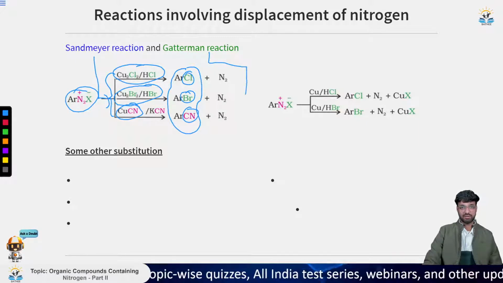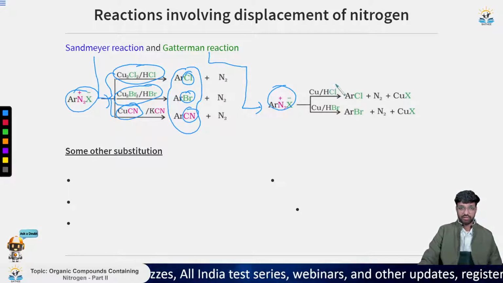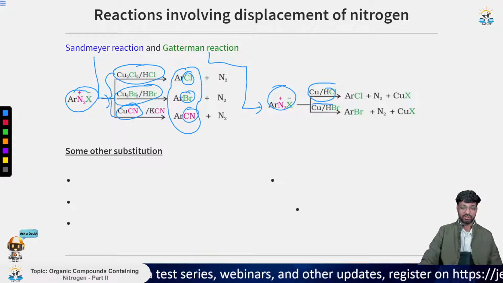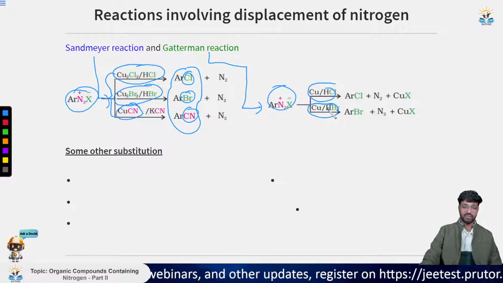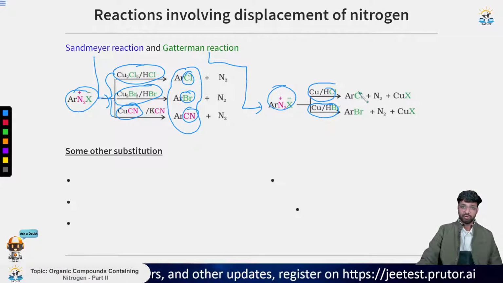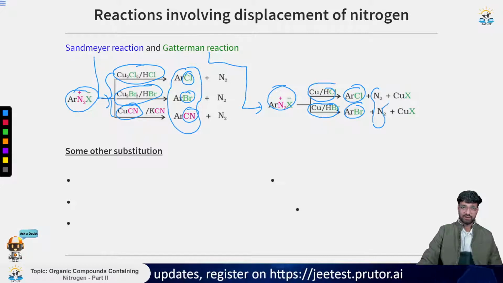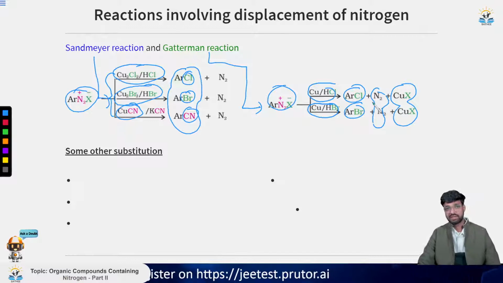Now this is Gattermann-Koch reaction, Gattermann reaction. So what do we take? We take different substances here. We will not use a copper salt here. Instead we use acidic conditions in the presence of copper. But our substrate will be the same, that is ArCl and ArBr, this N2 and your COX. So this is the reaction involving nitrogen.